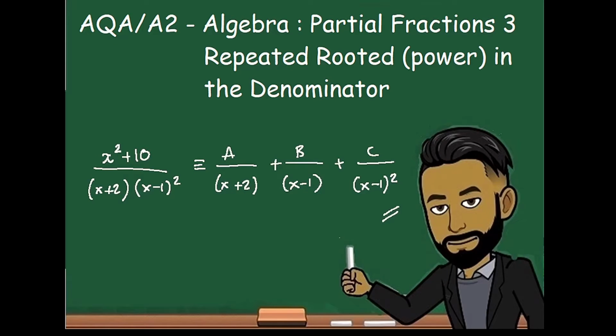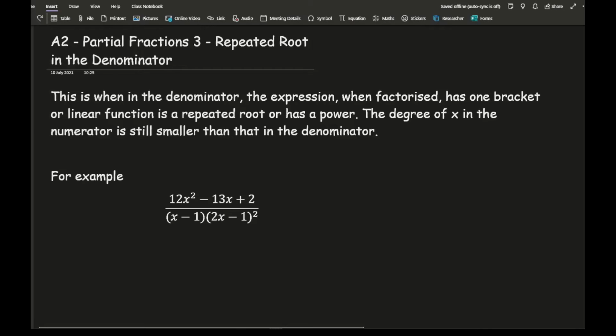So welcome everybody to this latest A-level video on 162 Maths, and in this video we'll be continuing with partial fractions and we'll be focusing on where you've got a repeated root or power in the denominator. So this is when the denominator, when factorised, has one bracket or linear function that is a repeated root or has a power. Now the degree of x in the numerator is still smaller than the one in the denominator, which again is really an important check that you do.